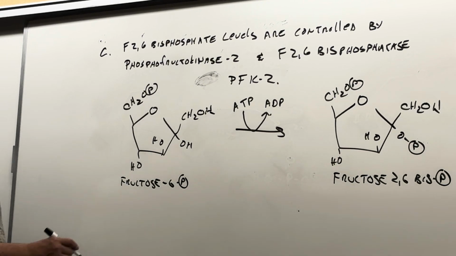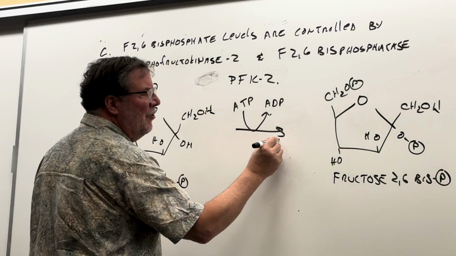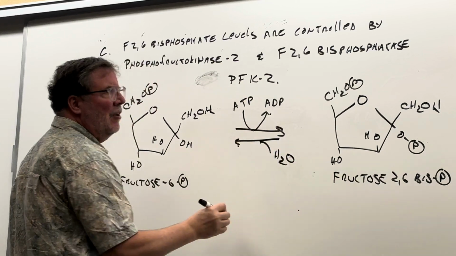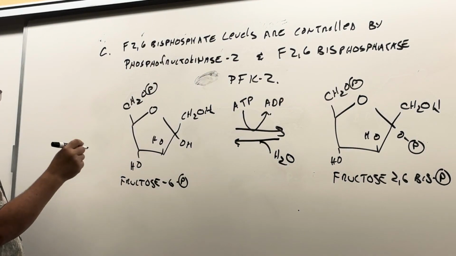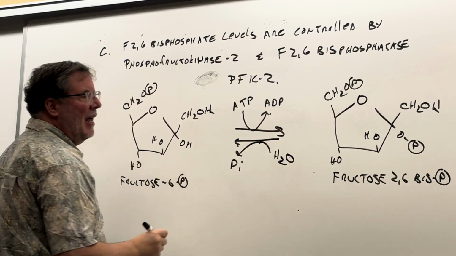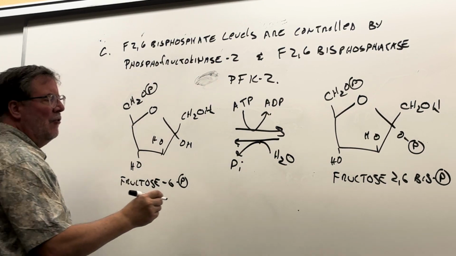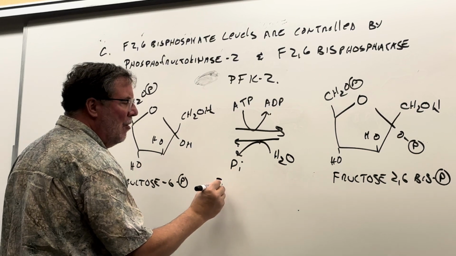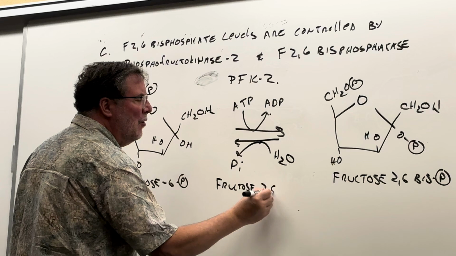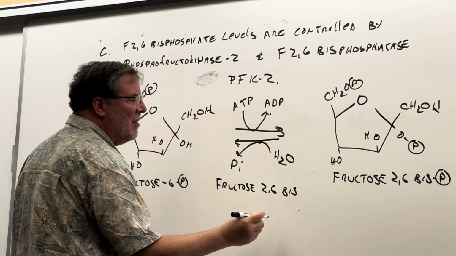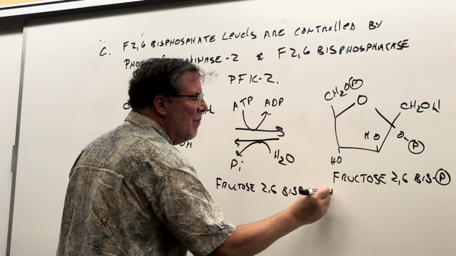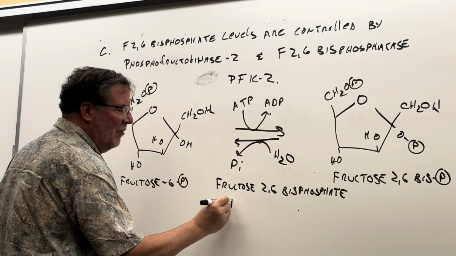And guess what? There's another enzyme activity that will degrade the fructose 2,6-bisphosphate by hydrolyzing it, just like before. So we're going to get Pi off here. And so this is fructose 2,6-bisphosphatase.